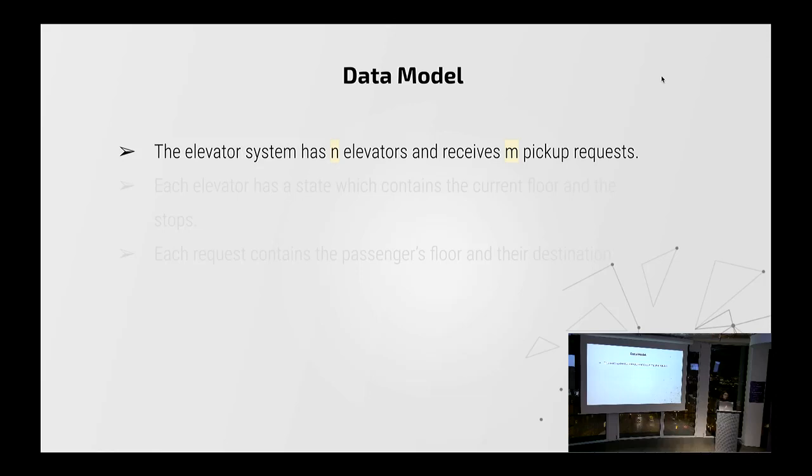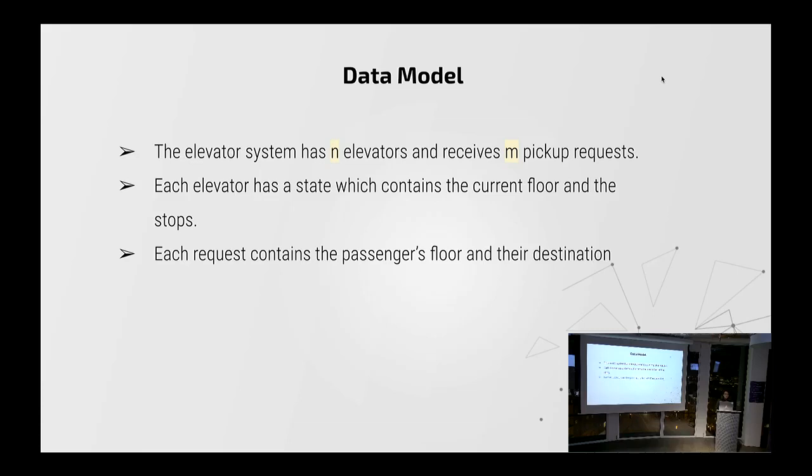We will have an elevator system that will accept requests and have elevators. The elevator has its state. The state would contain the current floor of where the elevator is and the next stops. And every request contains the passenger's current floor and their destination. So if we think about it, we want to have an elevator system that contains its state and request.